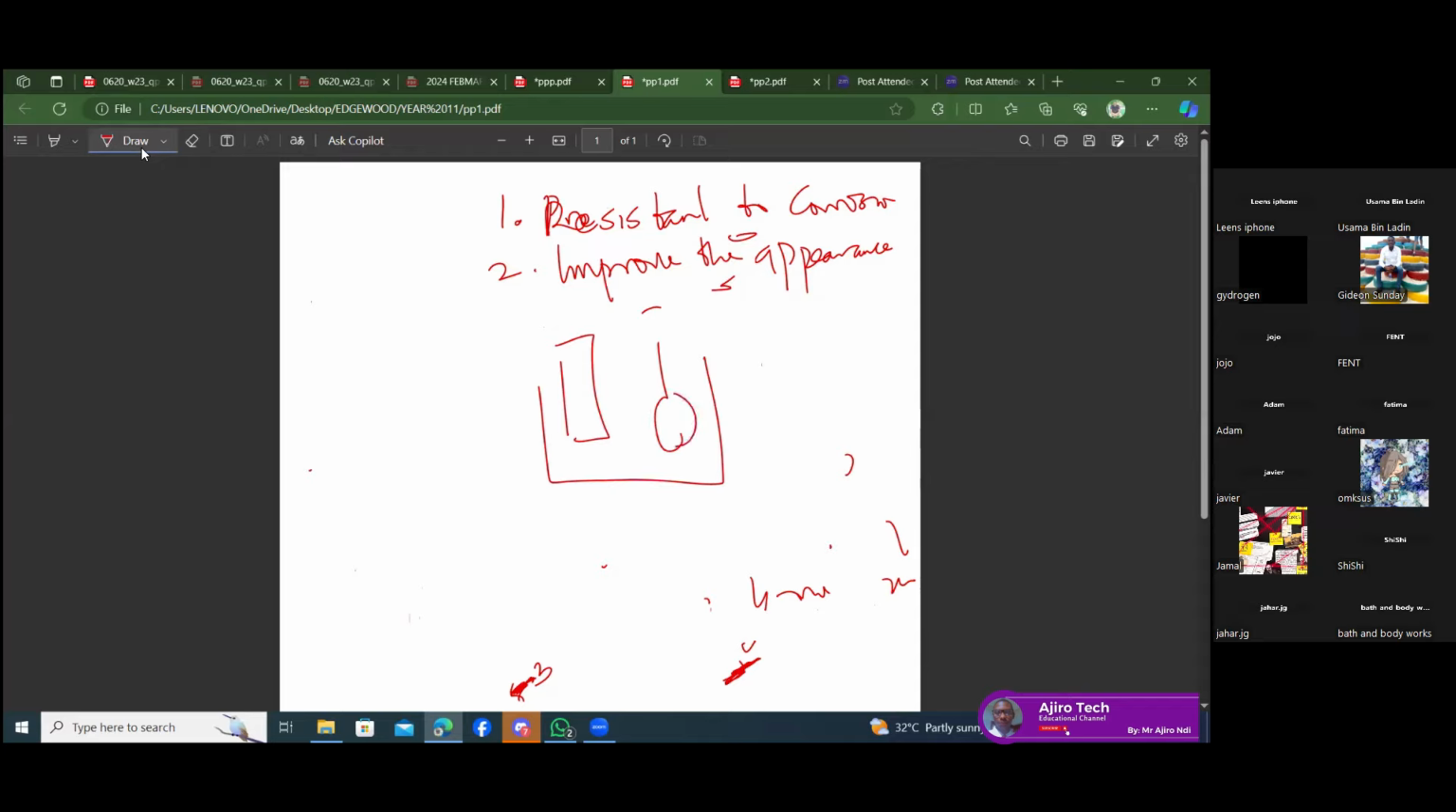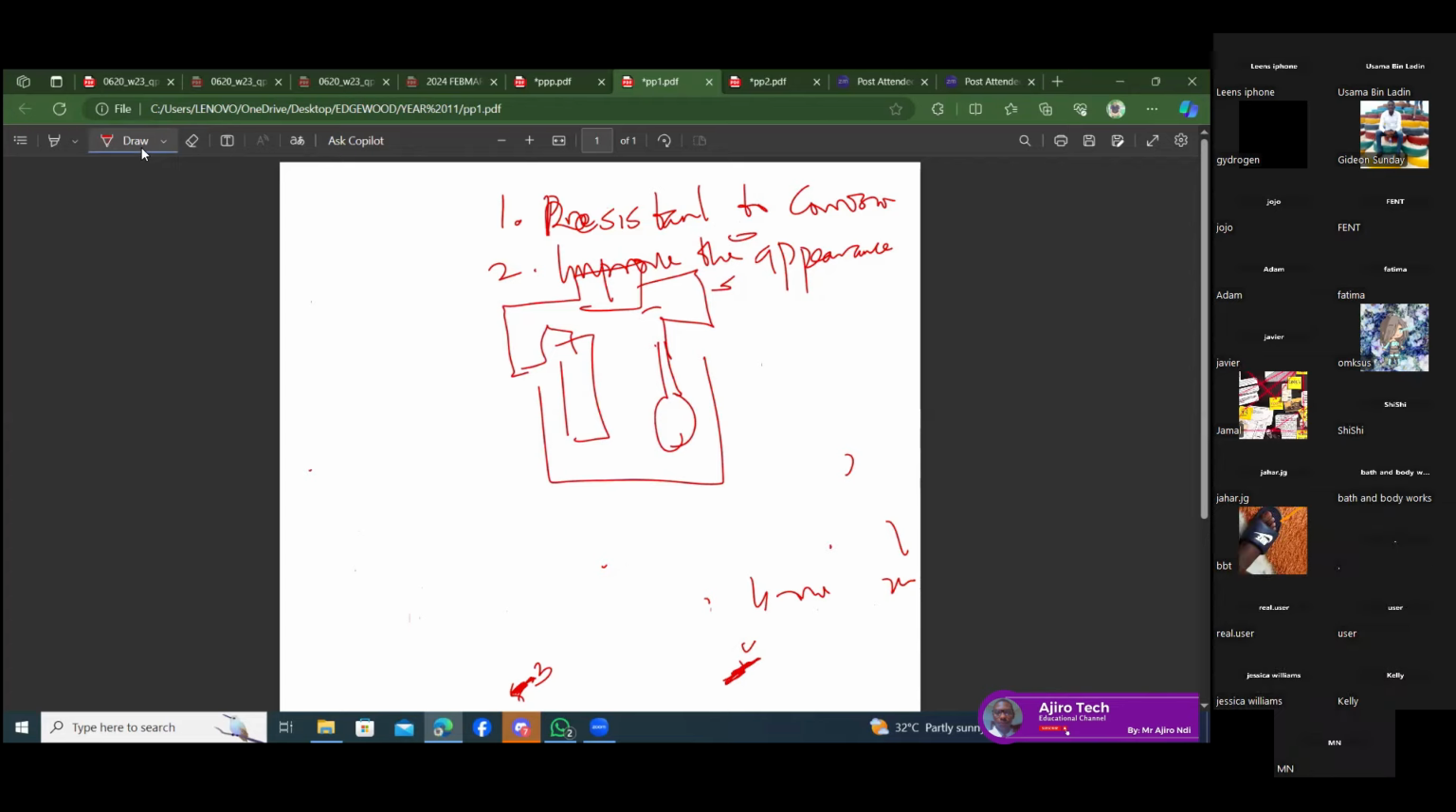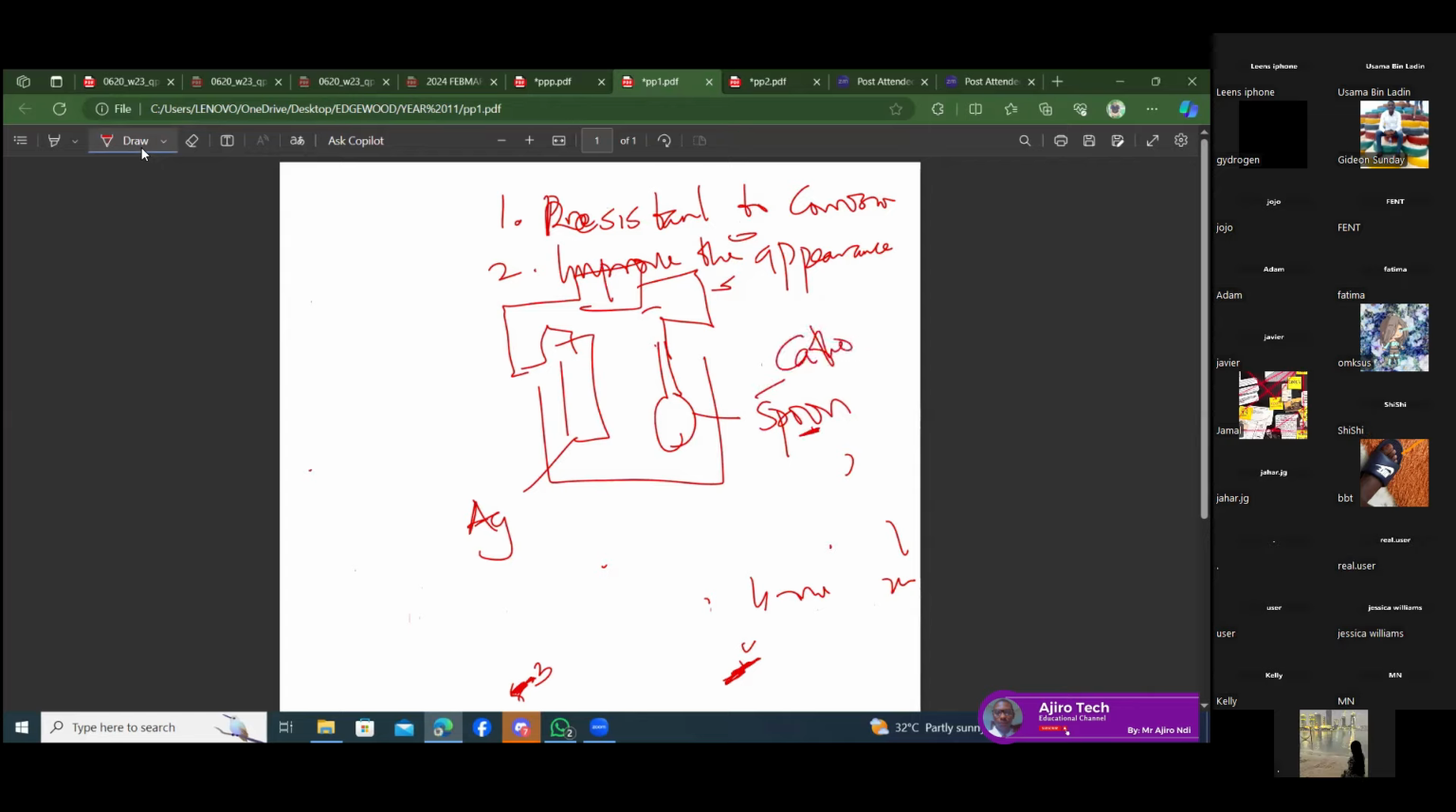So this is my spoon. I want to electroplate this, so let's just draw something basic. What will simply occur is that this is silver, and this is the spoon. When you are electroplating, the material you are trying to protect should always be at the cathode, while the metal that is used in protecting the other metal should always be at the anode.